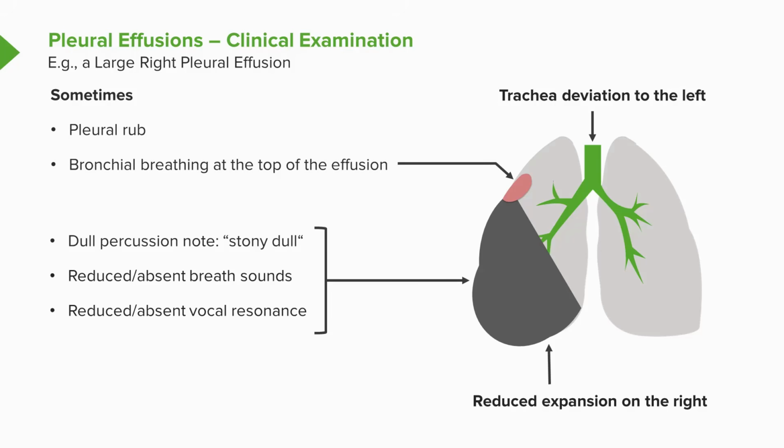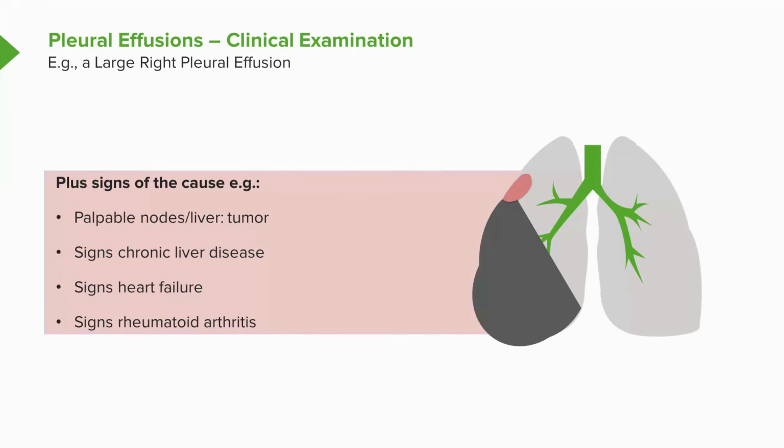Sometimes at the top of the effusion, you may hear a patch of bronchial breathing, and of course you may hear a pleural rub if there's inflammation of the pleura. But that will be heard where the visceral and the parietal pleura are actually allowed to oppose each other, and therefore won't be heard over the areas of large effusions, but areas where the effusion is much smaller.